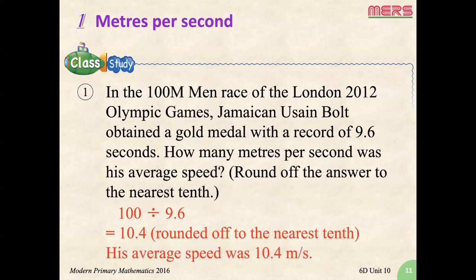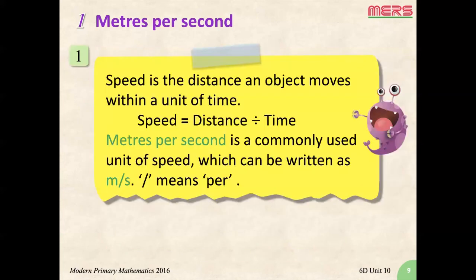And so before we end the Campus TV program today, I hope that you'll read these notes again. Okay, let's read together. Speed is the distance an object moves within a unit of time. Speed is equal to distance divided by time. And meter per second is a commonly used unit of speed, which can be written as meter/s. The slash means per.